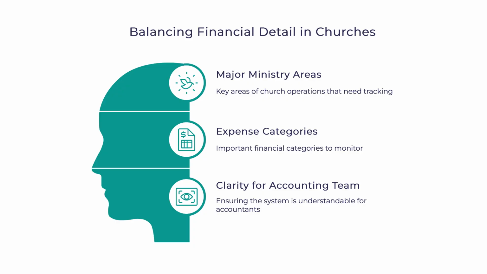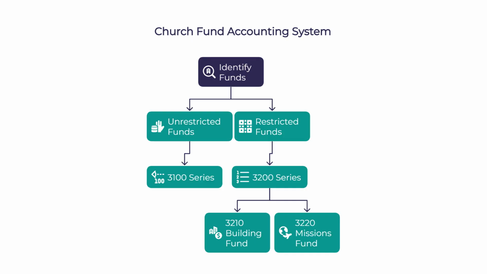You want to find the right balance. Too few categories and you lose important detail. Too many and it becomes unwieldy. I generally recommend having enough detail to track major ministry areas and important expense categories, but not so much that it becomes confusing for your accounting team. What about those restricted funds we talked about earlier? How do they fit into this system?